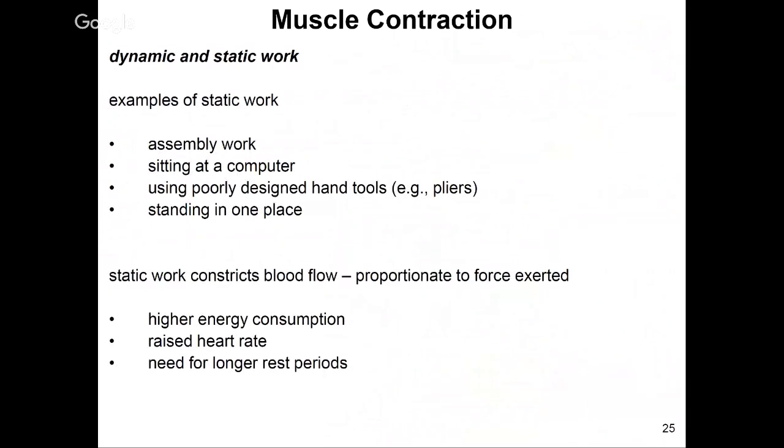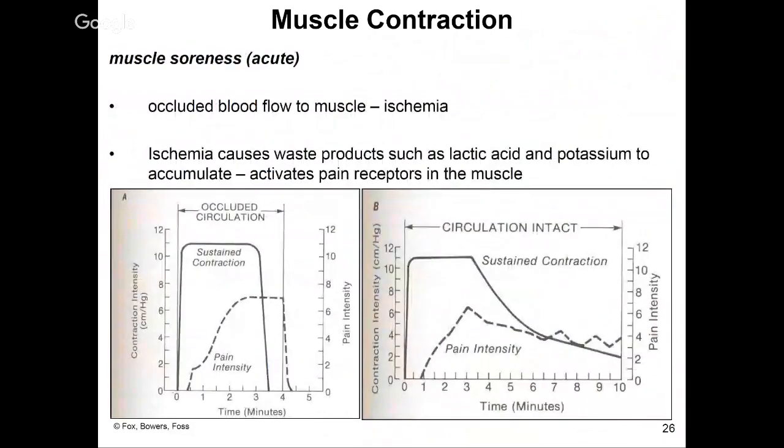These are some examples of static work. We've talked about some of them already, and some other issues in more detail. Static work constricts blood flow, and the more force that's being exerted, the more blood flow is being constricted, unfortunately. So it uses a higher amount of energy, it'll raise your heart rate, and you need longer and probably more frequent rest periods.